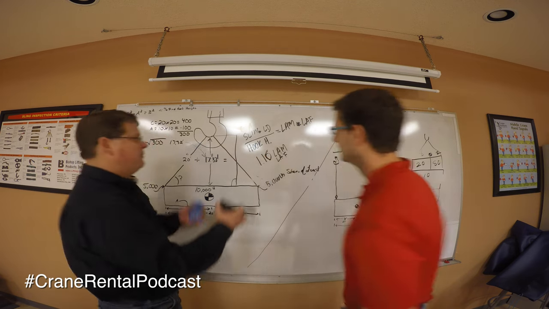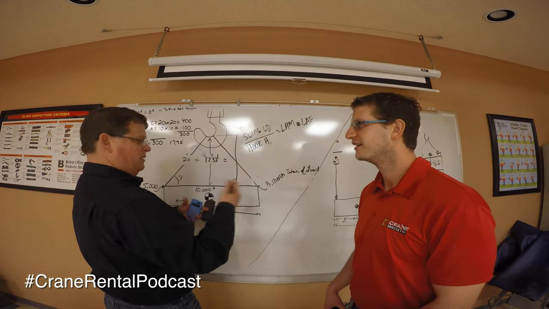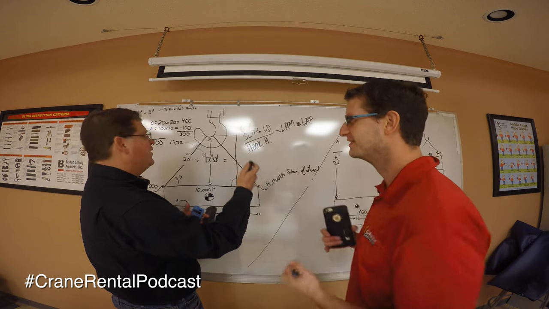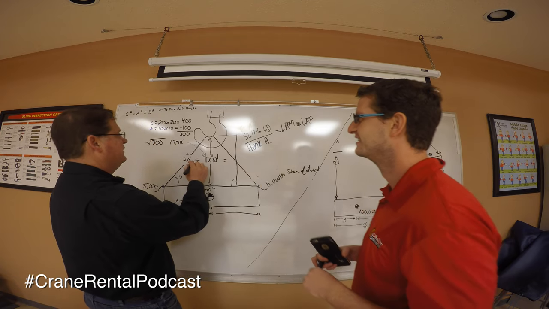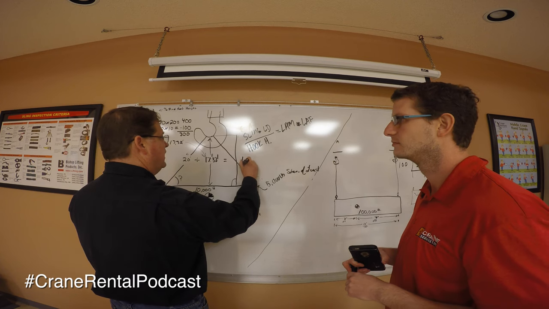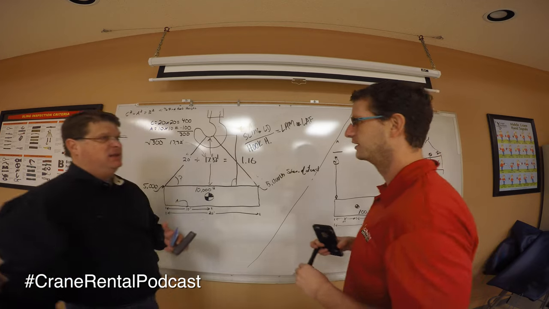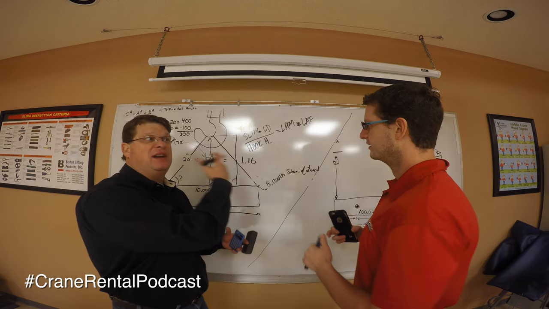So let me, hold on, I'm gonna erase yours just so I can show it the way I got it. Okay, 20 divided by 17.3 is, we're going to say, 1.16. Right, because we wanted to make it safer.